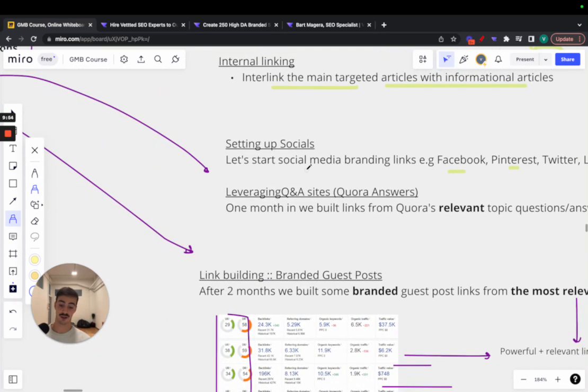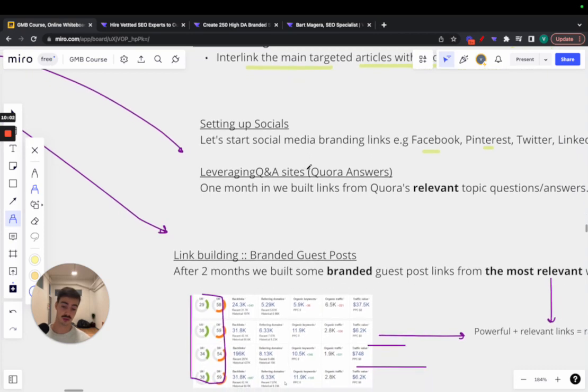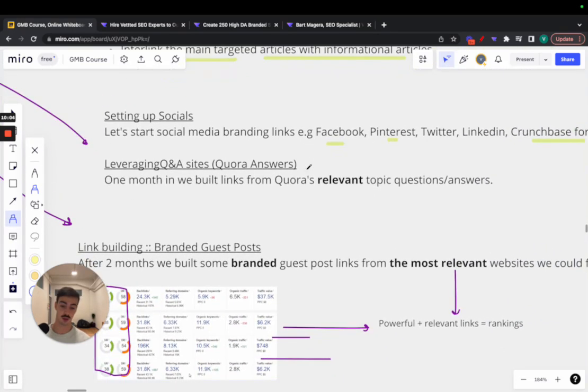After that, they leverage Q&A sites. And this is something that I really like to do as well for my clients, which is essentially going to Q&A sites like Quora, and looking for relevant questions, and then going there and giving a detailed answer about whatever they're asking in your niche, of course, relevant, and link out to your site, right?